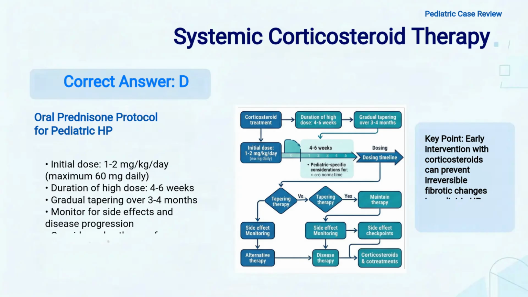The oral prednisone protocol for pediatric hypersensitivity pneumonitis includes an initial dose of 1 to 2 mg per kilogram per day with a maximum of 60 mg daily. The duration of high-dose treatment is 4 to 6 weeks, followed by gradual tapering over 3 to 4 months. The physician must monitor for side effects and disease progression throughout this period. In severe cases, pulse corticosteroid therapy should be considered. A key point: early intervention with corticosteroids can prevent irreversible fibrotic changes in pediatric hypersensitivity pneumonitis.